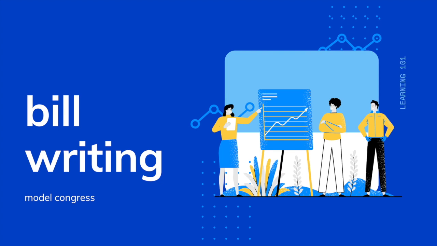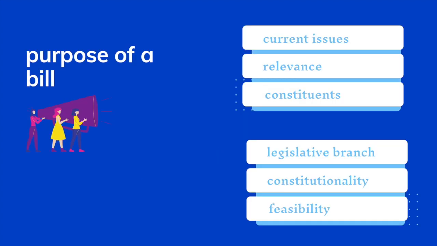And in this video, we're going to be going over how to write a bill. Now, the purpose of a bill is to address a current issue. So when writing one, think about the following. Is it current? The relevance of it to your constituents. And constituents is a term you will hear thrown around multiple times in Model Congress, and it simply refers to the people who you are serving.